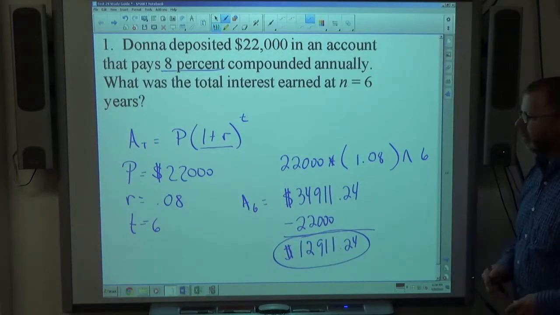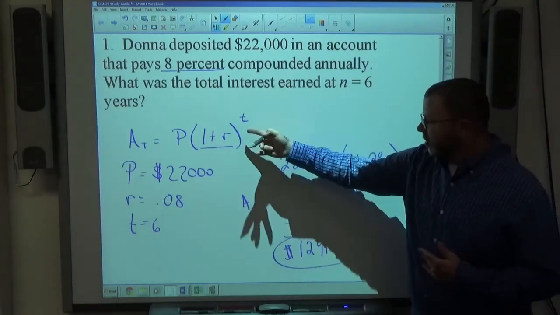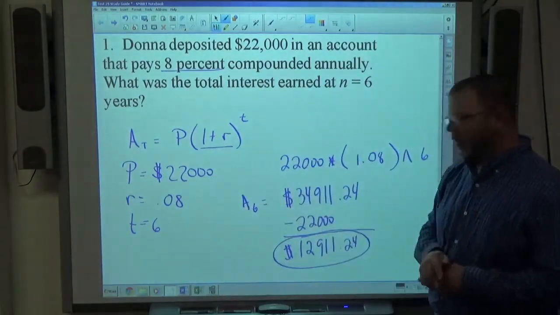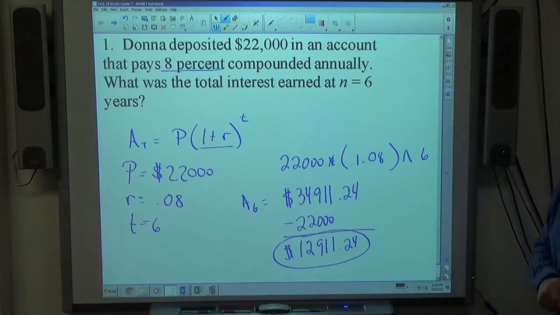So do be careful that the formula here gives us how much money is in the account, but it includes this money we started off with. So we do subtract the initial investment to find out the interest earned. If it said how much money was in the account, we would have stopped here. So just make sure you pay attention to what they're asking for.